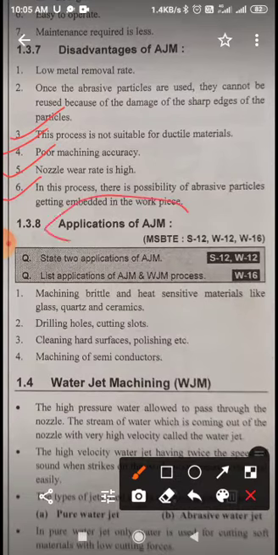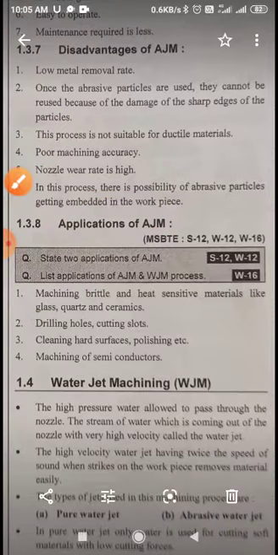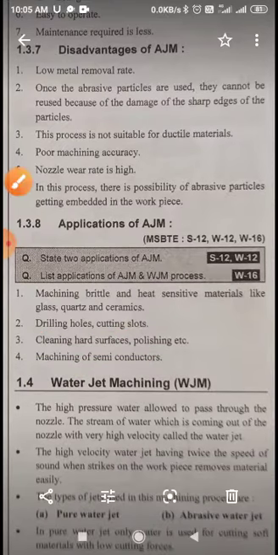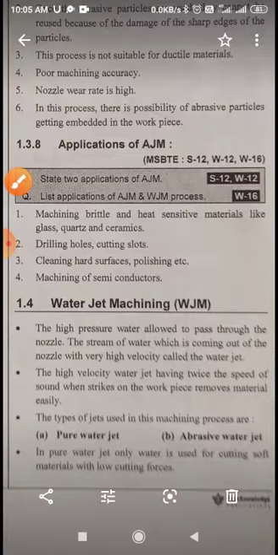Now its application, where abrasive jet machining is used: machining brittle, heat sensitive material like glass and ceramic, then drilling hole, cutting slots, cleaning hard surface, polishing it, etc., and machining of semiconductor. In these places the abrasive jet machining is used.